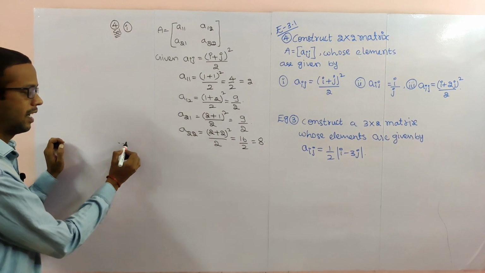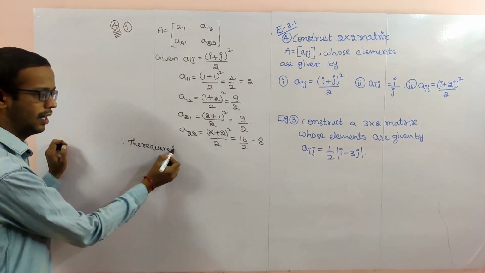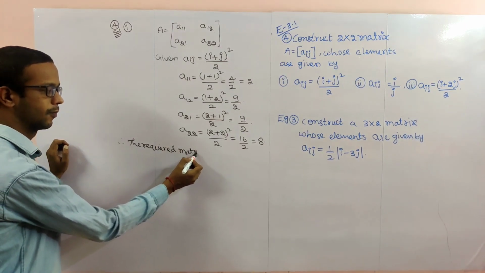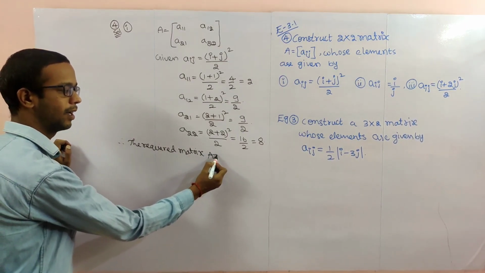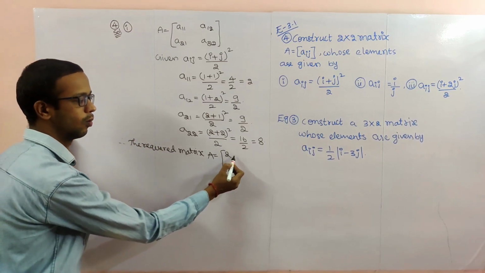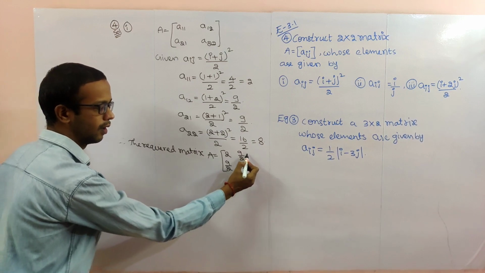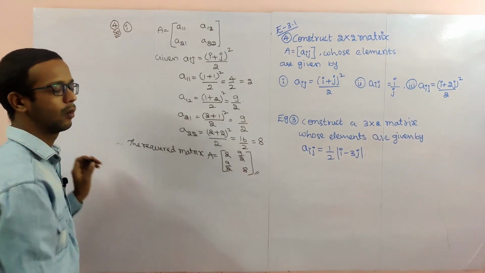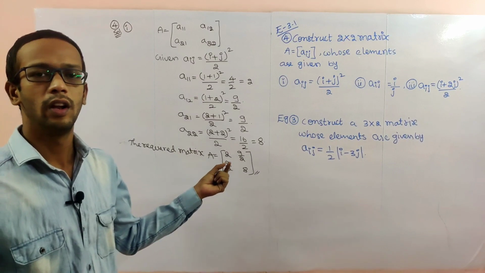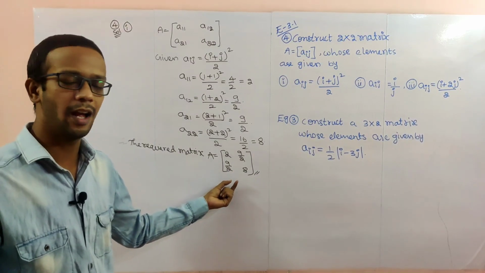So the required matrix, capital A, is equal to A11. A11, how much did you get? 2. Writing is also very important here. Final answer, the required matrix: 2, 9 by 2, 9 by 2, and 8. And be careful at writing time.